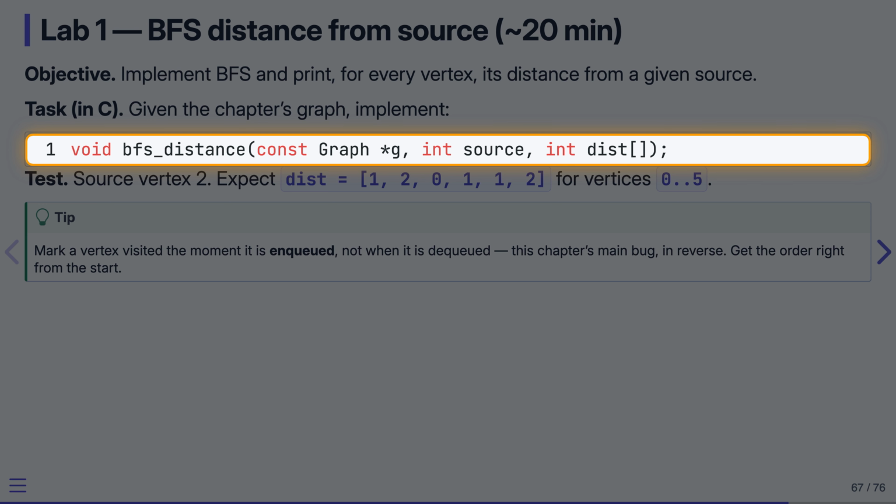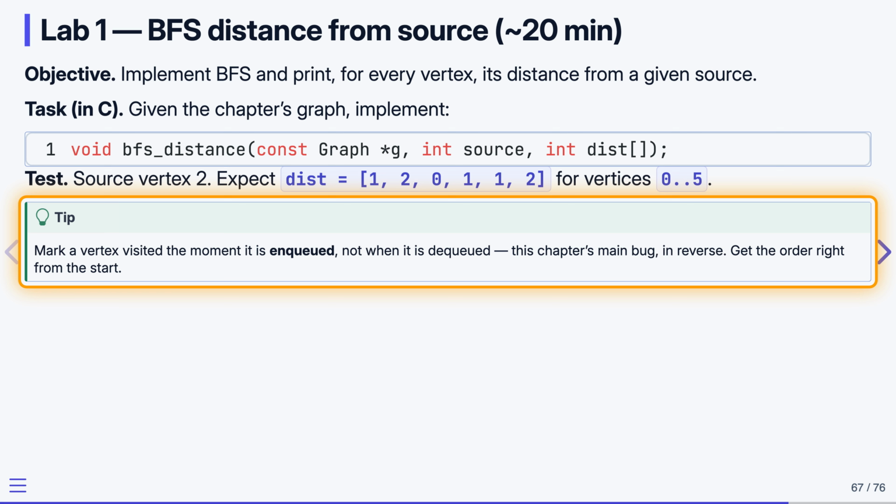Write this function in C. It is called BFS distance. It takes the graph, a source vertex, and a dist array that you fill in. Use source vertex 2. You should expect dist to equal 1, 2, 0, 1, 1, 2 for vertices 0 through 5. And remember the key tip.